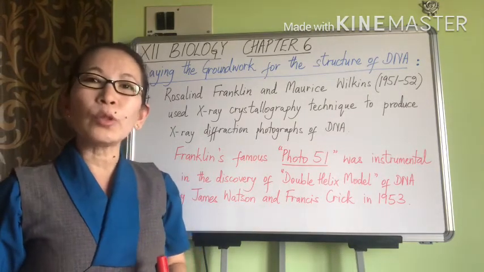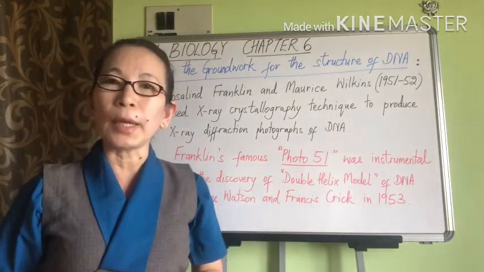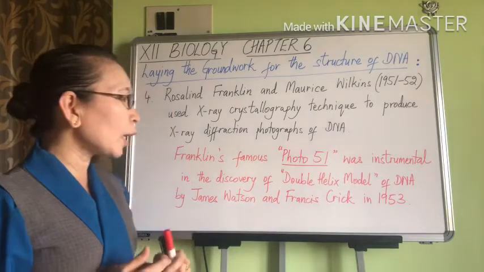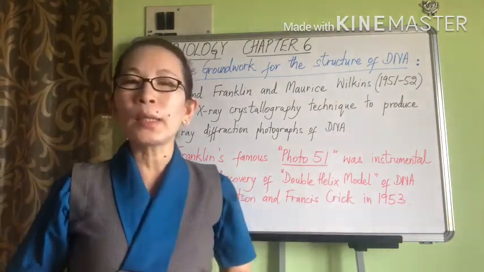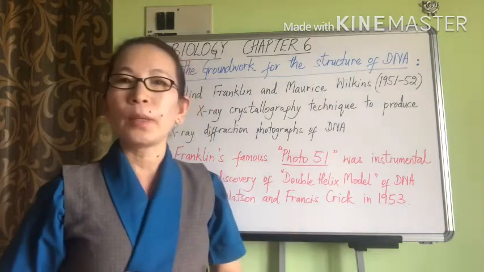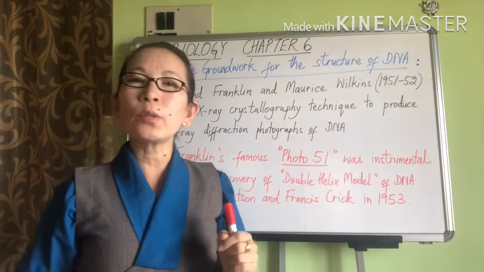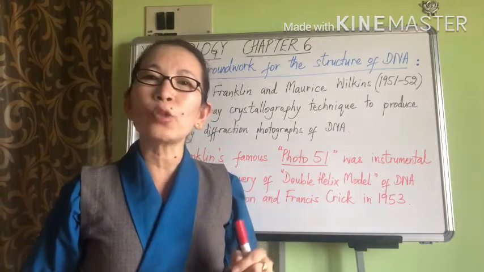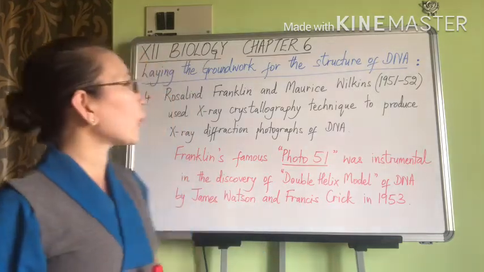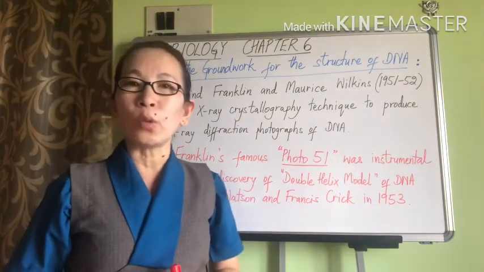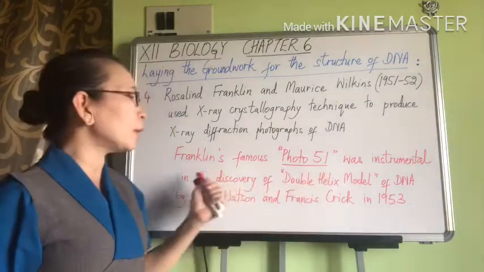Watson and Crick were able to immediately confirm the double helical structure of DNA, and that's how they succeeded in proposing the double helix model of DNA structure in the year 1953. In fact, Watson, Crick and Wilkins were awarded the Nobel Prize in 1962 for the discovery of DNA structure. Sadly, Rosalind Franklin's contribution was largely ignored despite the fact that her famous photo 51 was instrumental in the discovery of the double helix model.